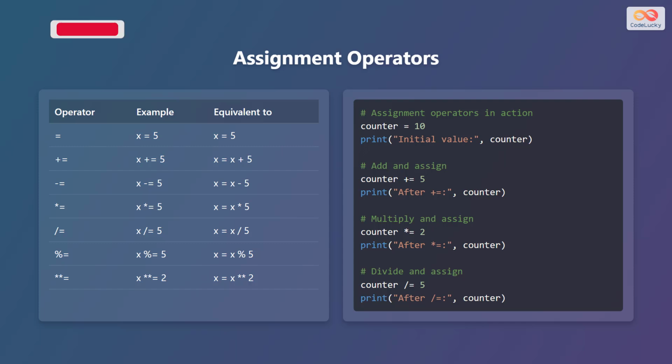Here is an example of how we can use these operators in code. The code initializes a variable named counter to 10. Then, it uses the plus equals operator to add 5 to counter, the asterisk equals operator to multiply counter by 2, and the slash equals operator to divide counter by 5. Each time, the new value of counter is printed to the console.